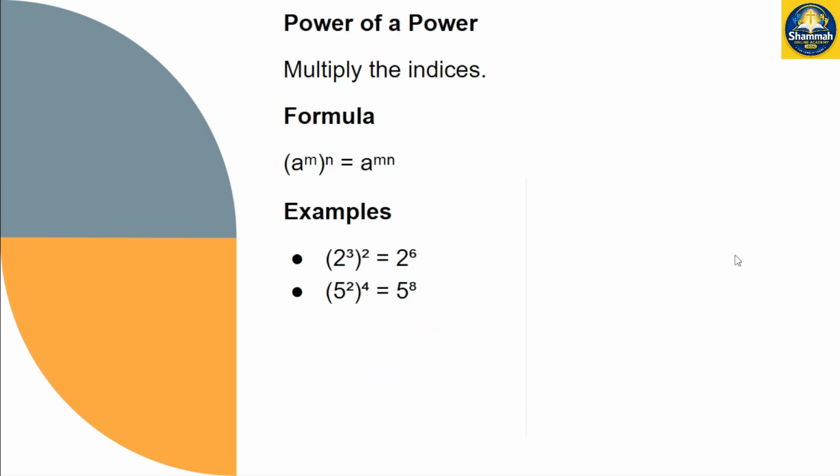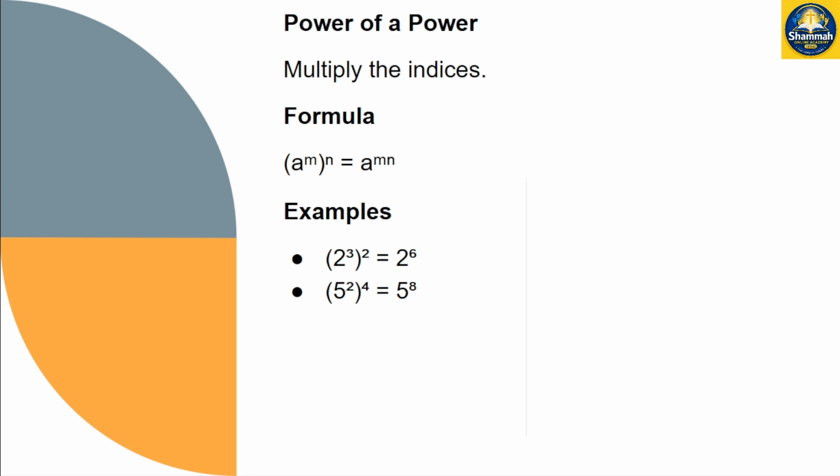Our next rule is power of a power. If we have a power of another power, what you simply do is multiply the indices. So if we have a raised to the power m, which is raised to the power n, just simply do a raised to the power m times n.